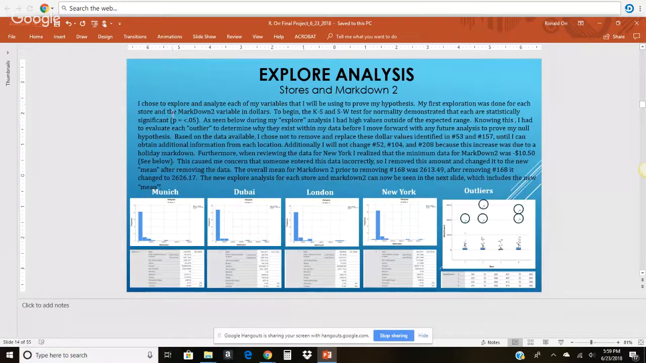Stores and markdown in number 2, I chose to explore and analyze each of these as well, and determined that there were 5 more outliers: 52, 104, and 208, and 53 and 157.